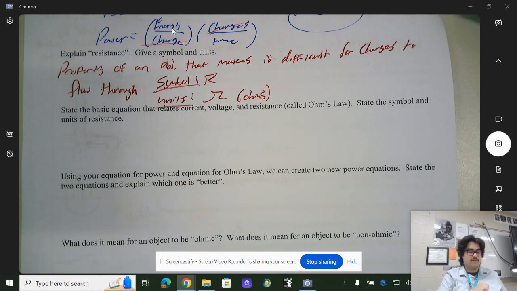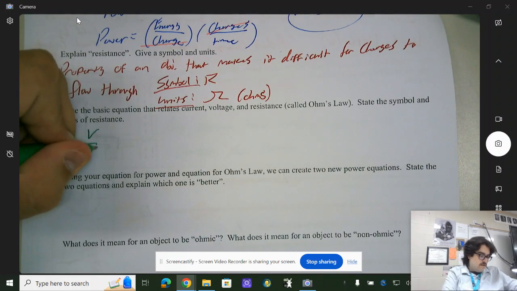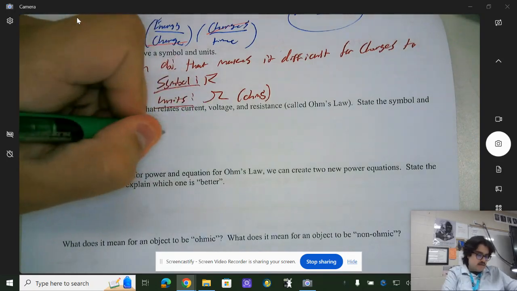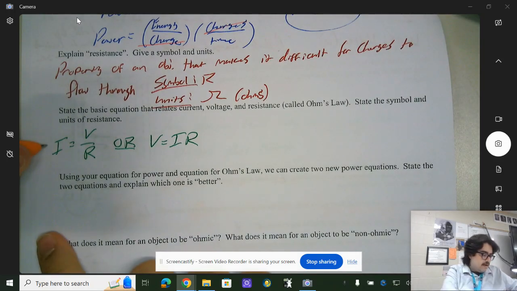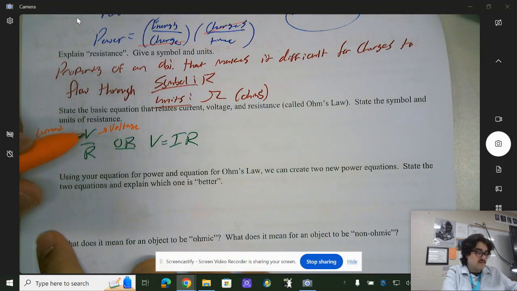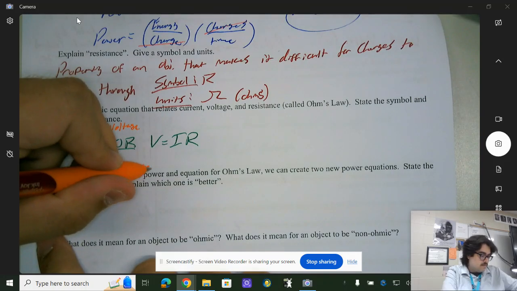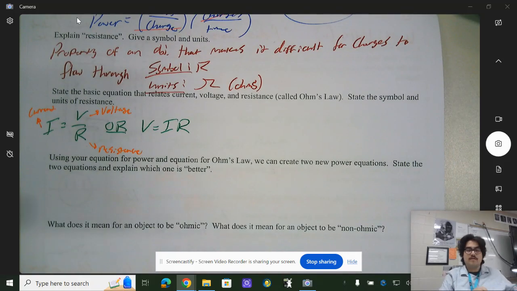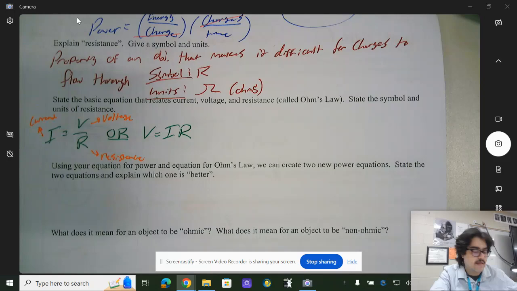Basic equation that relates current, voltage, and resistance. This is probably the most popular E&M equation. You're going to see it one of two ways. You'll either see I equals V over R, or you'll see it as V equals I times R. I being current, V being voltage, and R being resistance. So you can solve it pretty easily there. You're probably more familiar with V equals IR. That's the more popular one.